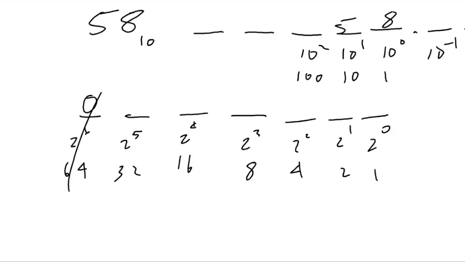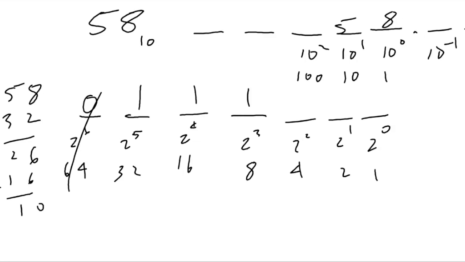So we're going to have a 1 here because 32 fits into 58. And so the way you can do this is you can take 58, subtract 32 on the side, and you're going to get 26. Then you check, does the next number go in? So does 16 go into 26? It does, so we'll put a 1 here. Now we'll subtract 16 from this, and we'll get 10. Does 8 fit into 10? It sure does, so we'll put another 1 there. Subtract 8 off of that, and then we're left with 2.